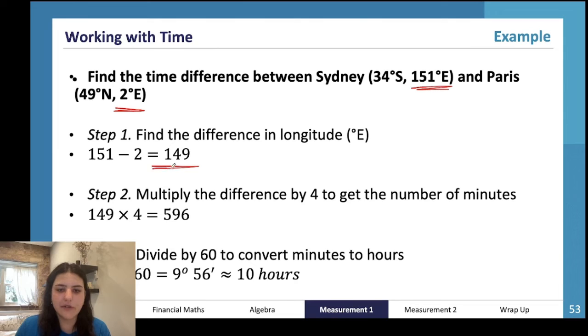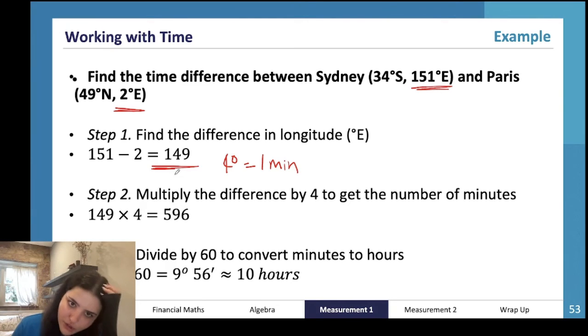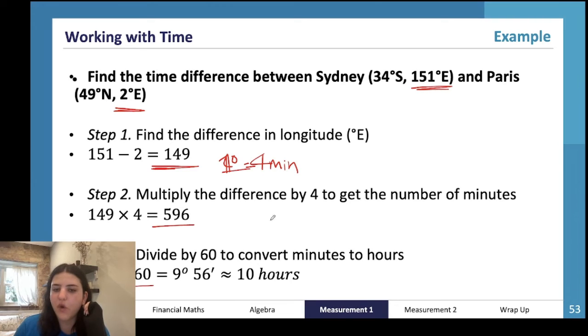The difference is 149. Remember, 1 degree is 4 minutes. So we're going to times 149 by 4 to get the number of minutes. Swap that around like this. So there are 596 minutes. And then we're going to divide that by 60 to convert minutes to hours.